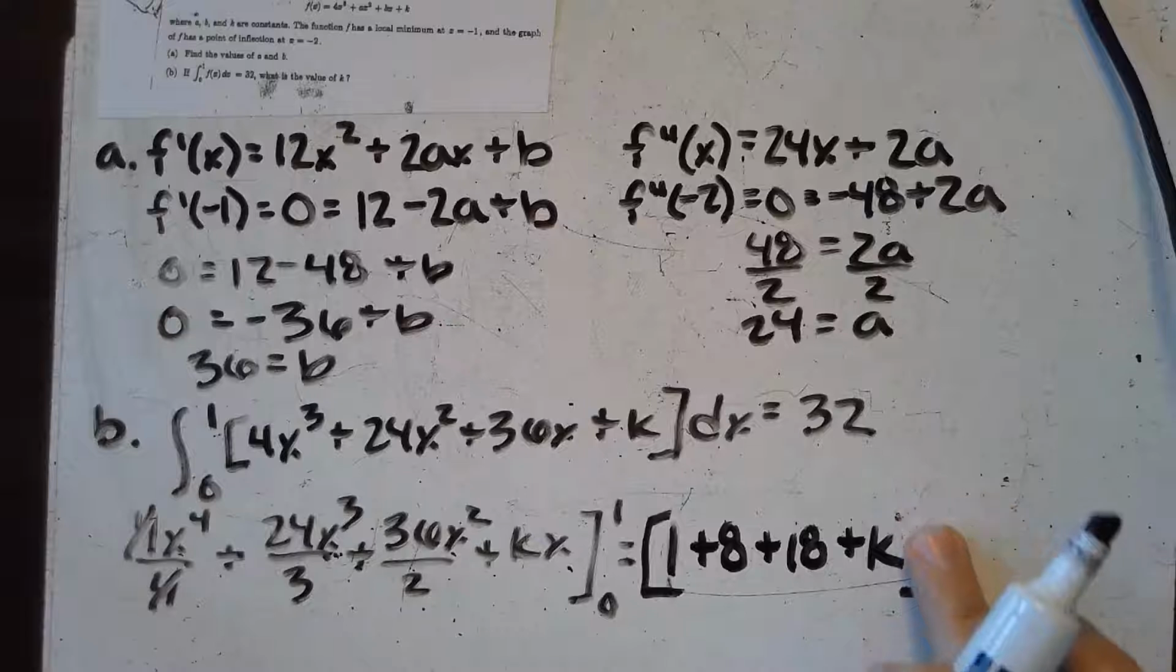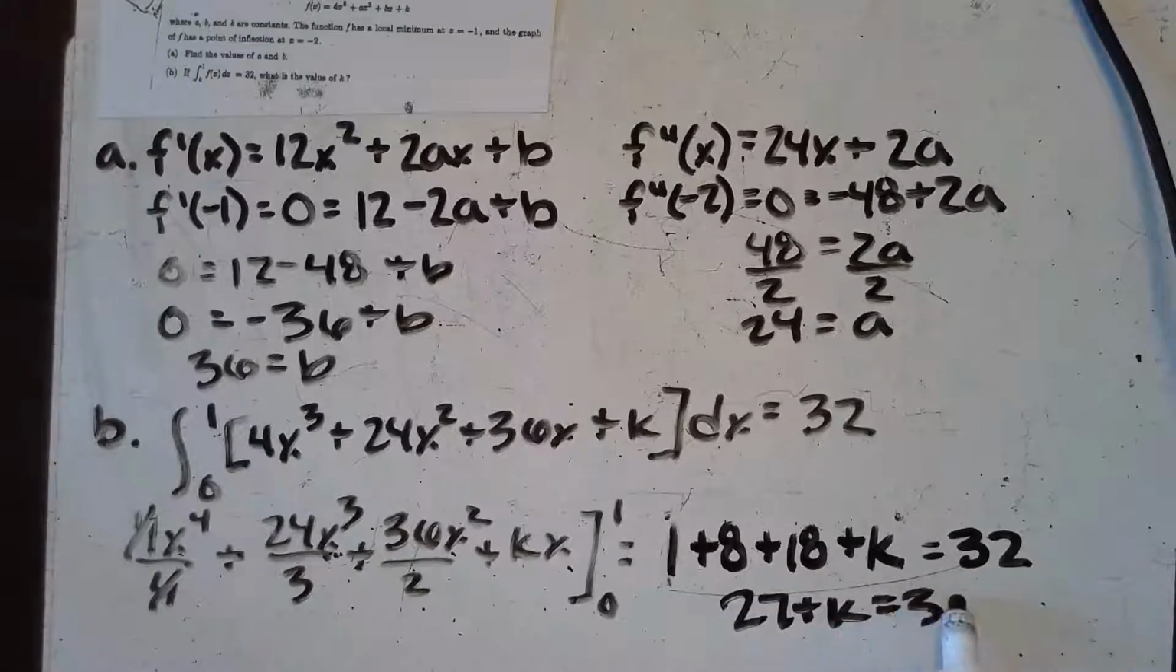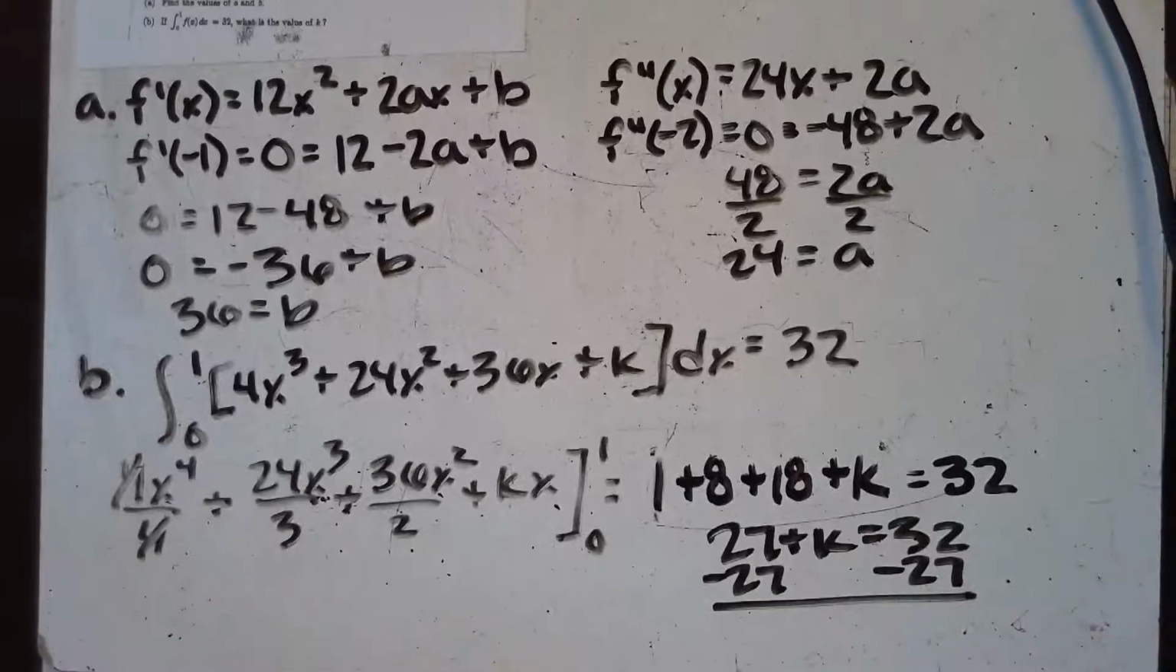So really I just need to set this equal to 32 and solve for k. So this is basically 1 plus 8 plus 18 is 27, plus k equals 32. And subtract 27. That's 3, 2. Okay, so that's k equals 5.